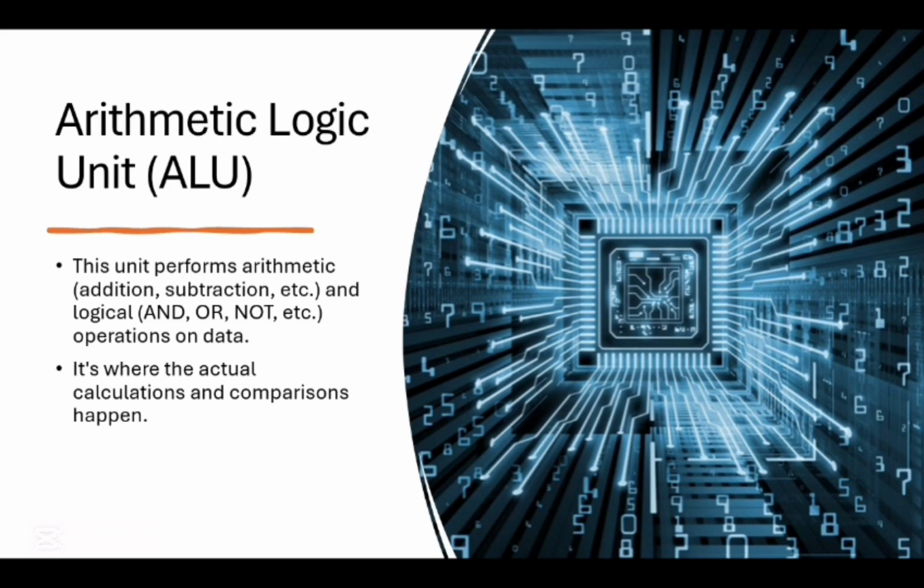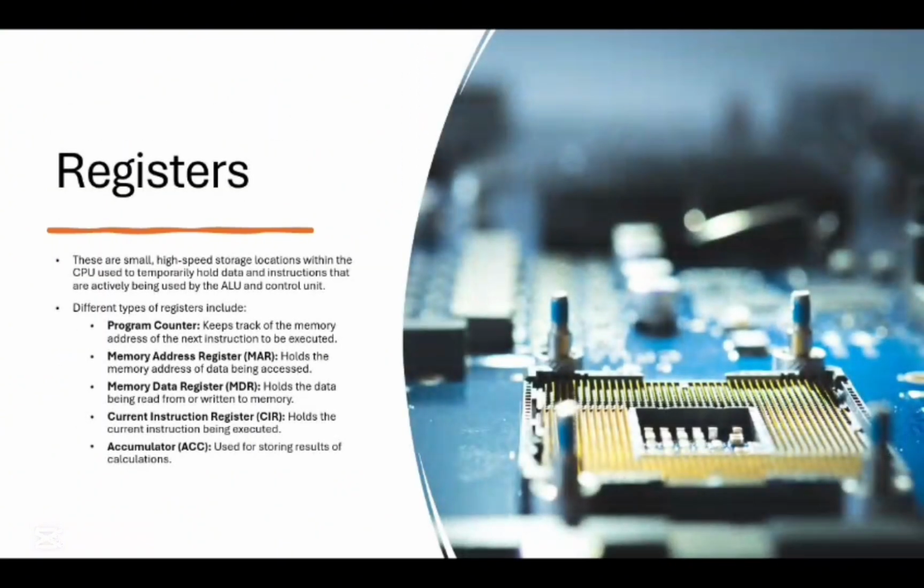Let's move on to the next component, registers. Registers are small, high-speed storage locations within the CPU. They are used to temporarily hold data and instructions that are actively being used by the ALU and control unit. There are several different types of registers, each with a specific job.